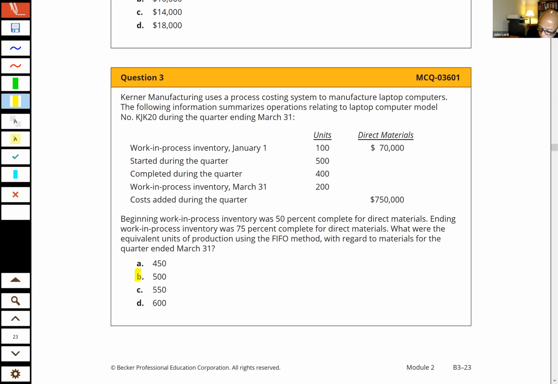Okay, but first off, it's important that we know the method, right? It's FIFO. So that means that we're going to only give ourselves credit for work we actually did this period, right? Now they tell me that we were 50% complete for materials. They give me a percent for the work in process inventory, which was 75% complete for direct materials, and they want to know what the equivalent units are for the materials. So we have to use both of these percentages when we're using the FIFO method.